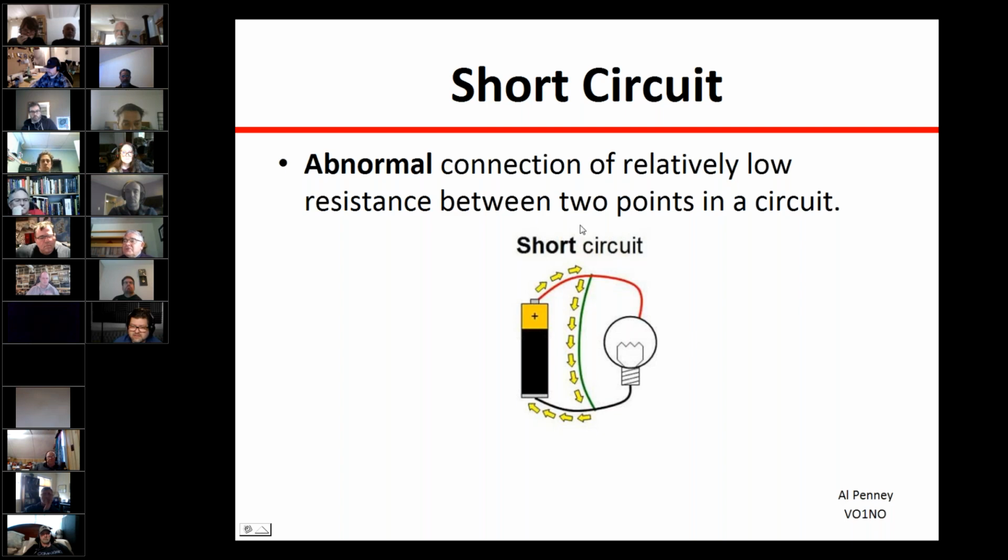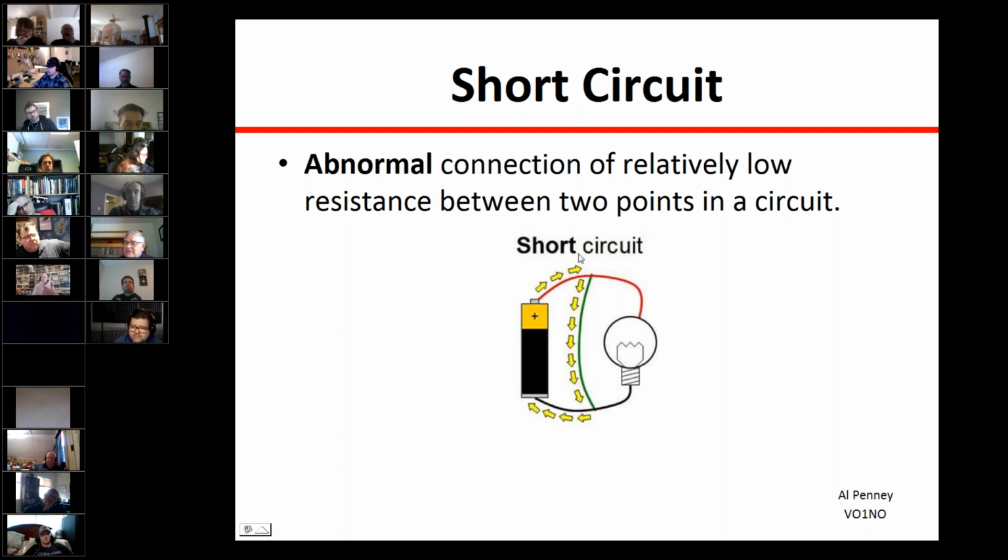You could have a short circuit, and that's an abnormal connection of relatively low resistance between 2 points in a circuit. A short circuit is something you generally try to avoid. So in this case, instead of current going through the light bulb, someone has taken a wire and they've bridged the wire across the light bulb, and that's created a short circuit.